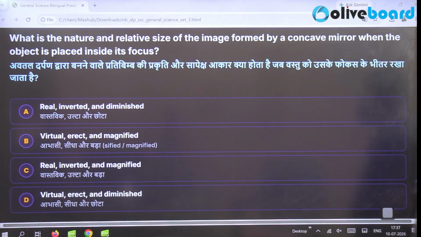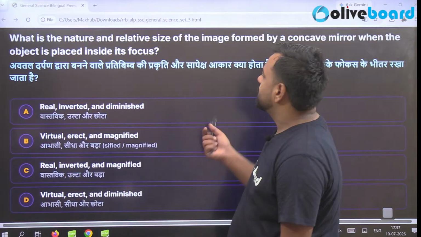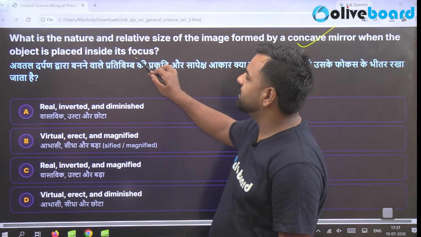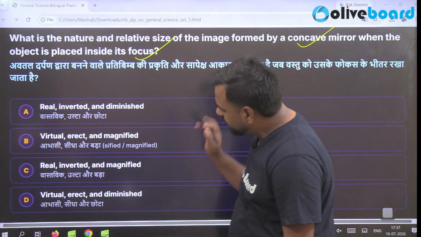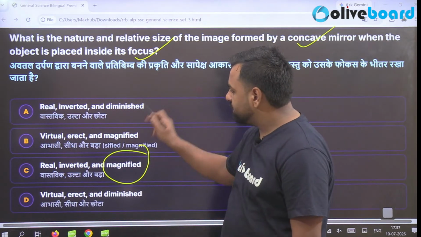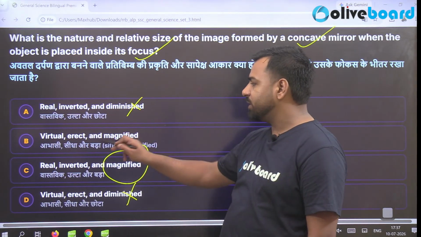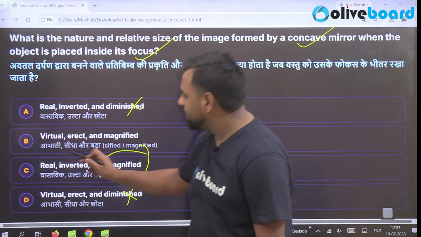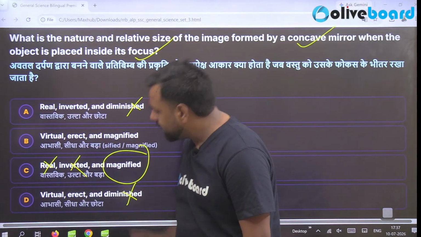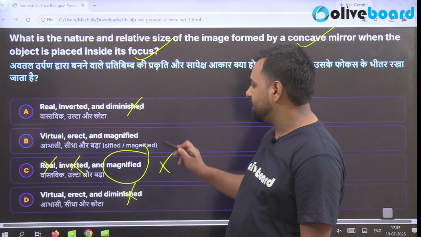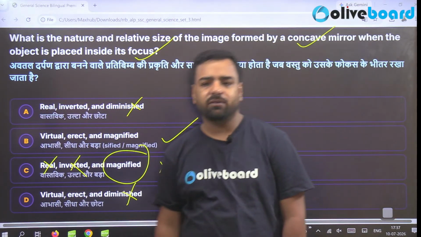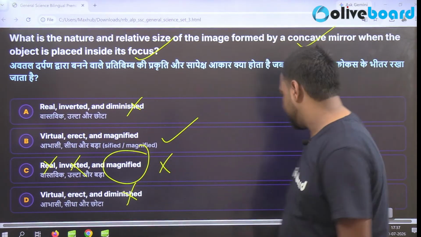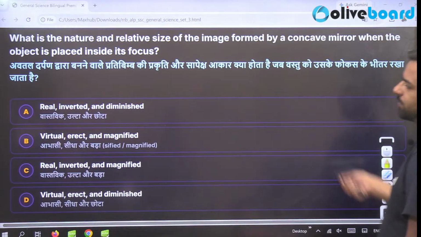So guys, here the correct answer will be, see, since it is the concave mirror, and one more thing, the object is placed inside its focus, so the image will obviously be magnified, but will it be virtual erect magnified or real inverted magnified? That's the point. So here it will be virtual and erect, so obviously option number C can be eliminated. So it is virtual, erect and magnified, and you must remember the positions at which the object is kept and where images are formed. So yep, we'll go with option number B.